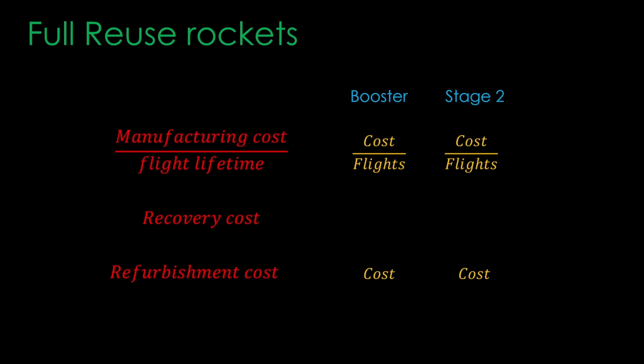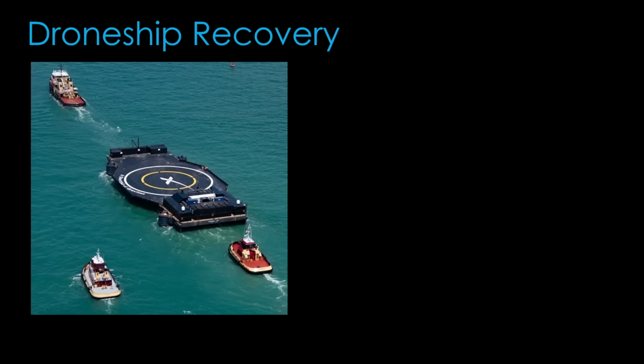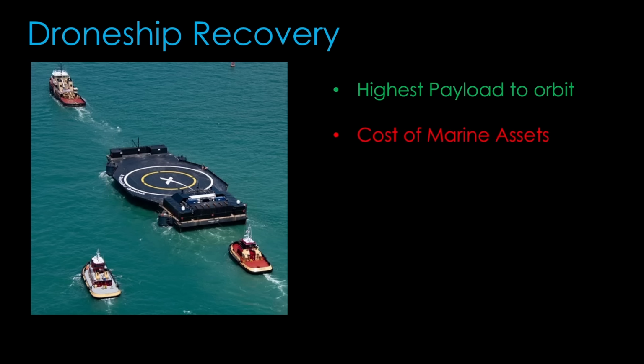I've therefore labeled the second stage recovery cost as minimal, which is the same thing we said for the shuttle orbiter. Which leaves us with the recovery costs for boosters. There are two options. It's possible to use the Droneship approach that Falcon 9 uses. That gets you the highest payload to orbit, as you don't spend propellant flying back to the launch site, but you have to deal with the cost of the marine assets, any storm delays, and the slow reuse cadence.